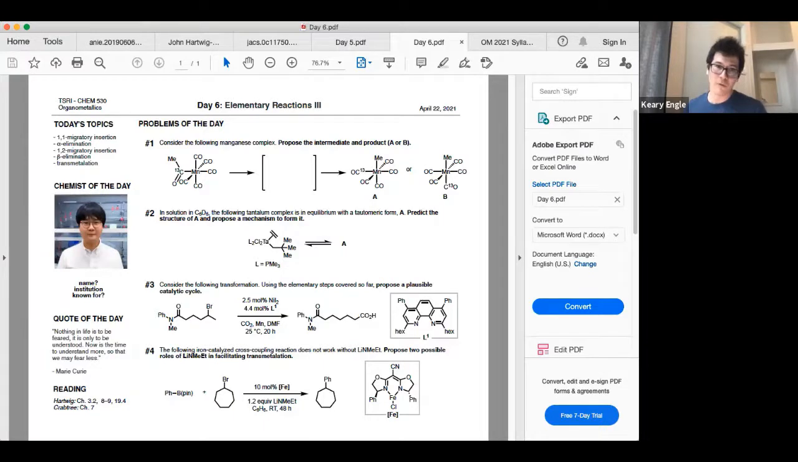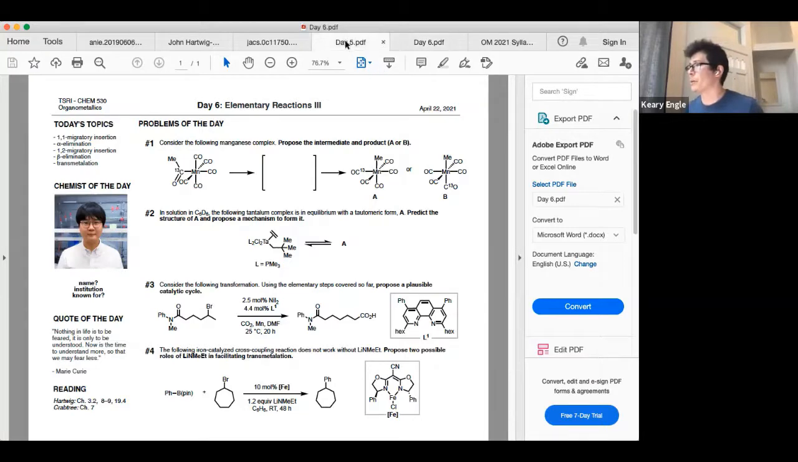And hopefully, as I said before, this is not an exhaustive list of all elementary steps ever observed with organometallic complexes, but hopefully it will give you a good foundation and will serve in essence as the alphabet for you to be able to compose these catalytic cycles, which will be the main focus of the second half of the class.